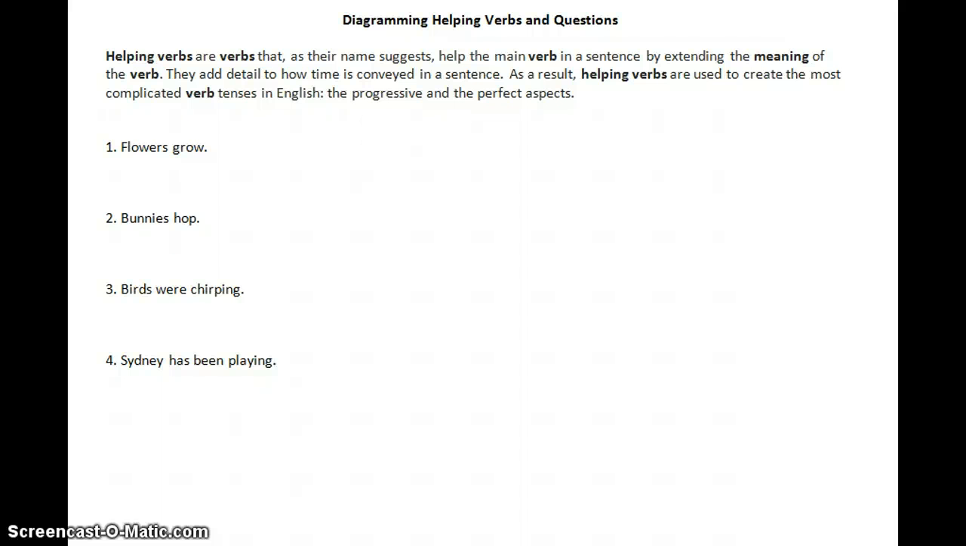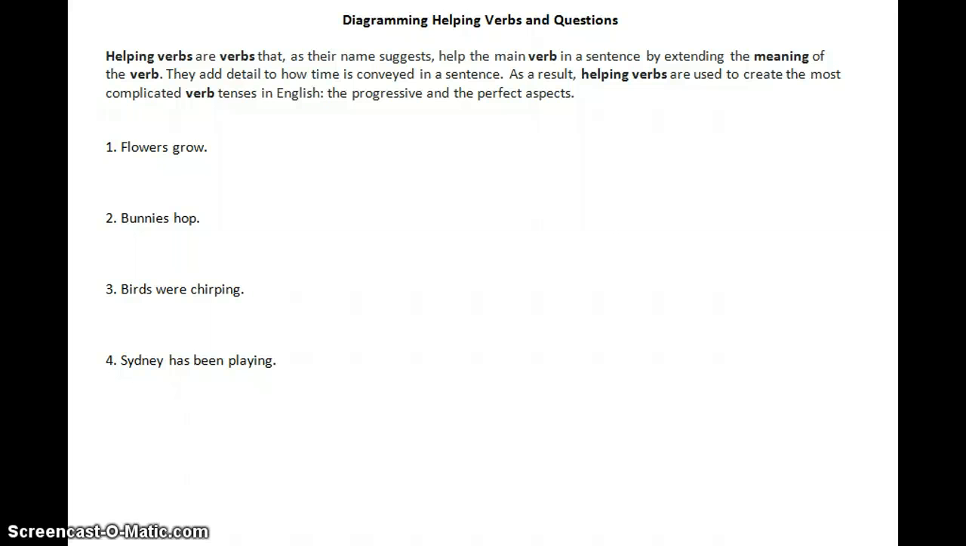Helping verbs, you can look at the definition on the screen, are verbs that, as the name suggests, help the main verb in some way. By extending the meaning of the verb, they add detail to how time is conveyed in a sentence. As a result, helping verbs are used to create the most complicated verb tenses in English, something called the progressive and perfect aspects.